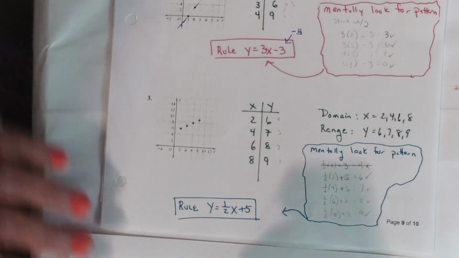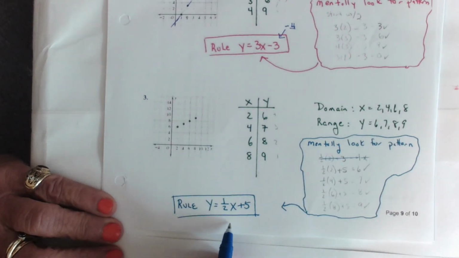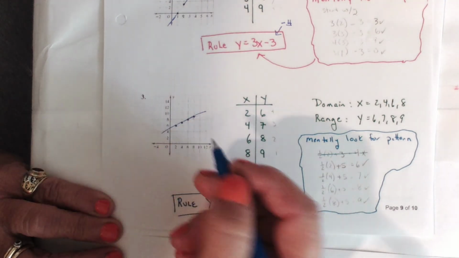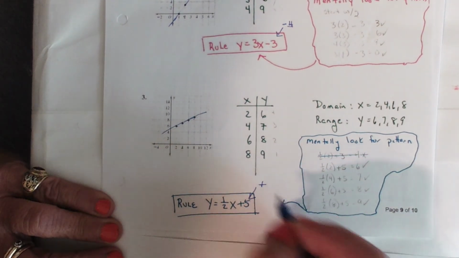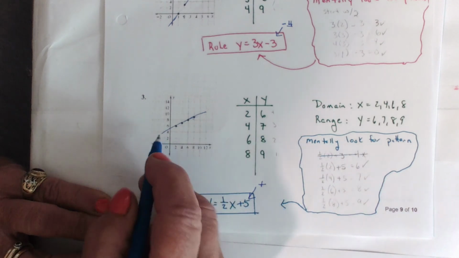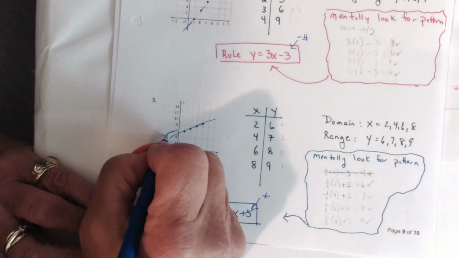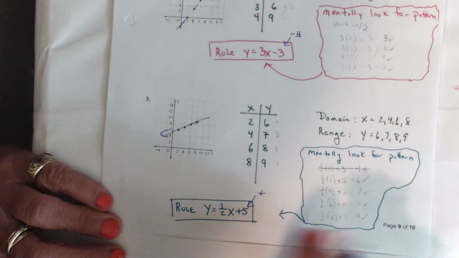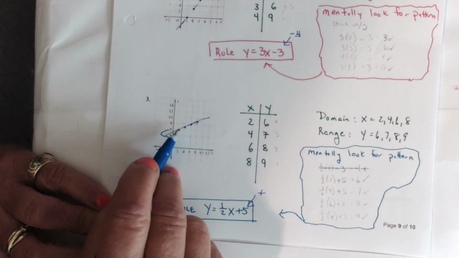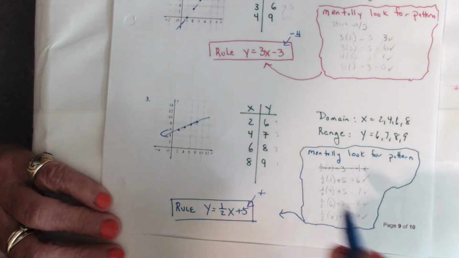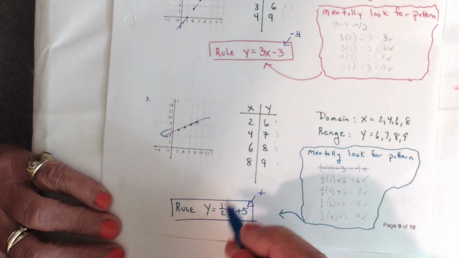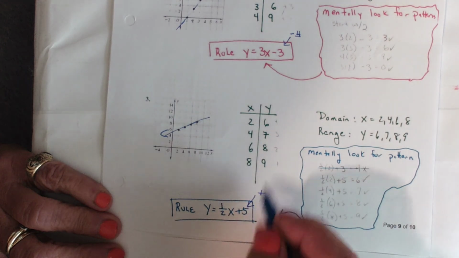Next problem, did you get y equals 1/2 x plus 5? Okay. Now remember I told you kind of like the pattern here. We know that better be a positive number. And guess what? It's a number between 4 and 5. And this line right here is not as steep, so that's why we have a fraction. So if I take number 2, 1/2 of 2 is 1, plus 5 is 6.